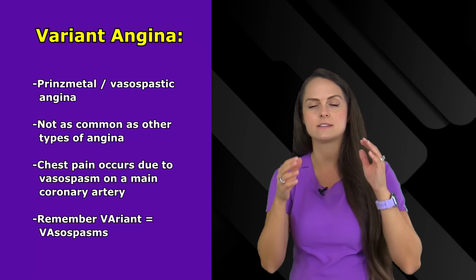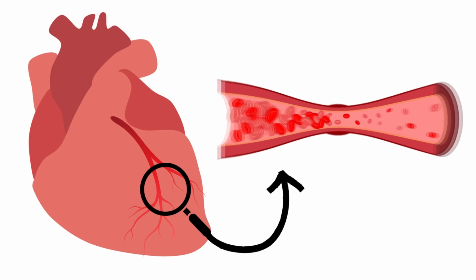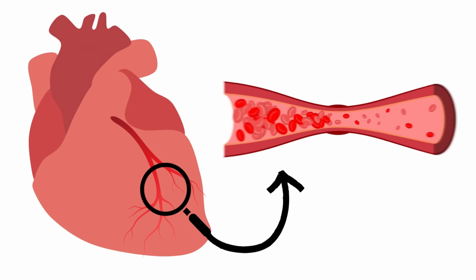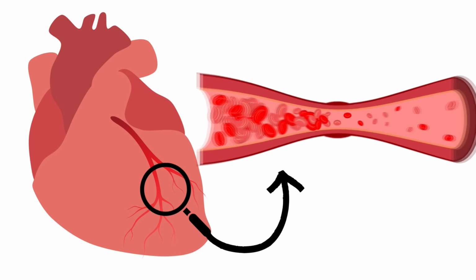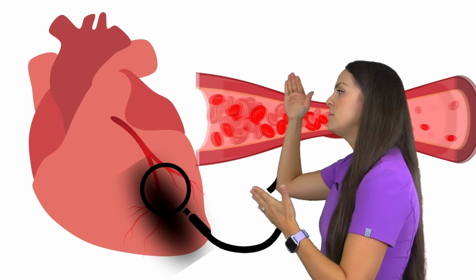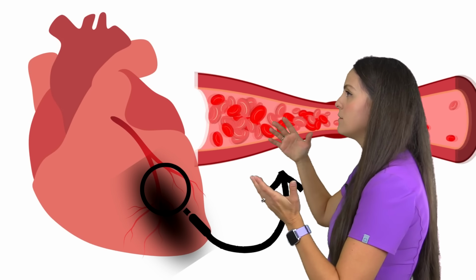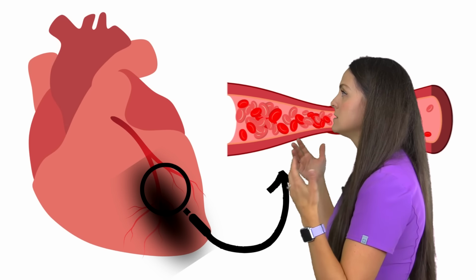So to help you visualize it, look at those arteries that sit on the heart and imagine one of those main arteries all of a sudden just spasming, opening and closing really fast and clamping down on itself. That is going to limit the amount of blood flow that can get to that specific structure it feeds. Therefore, that patient is going to have some intense chest pain.